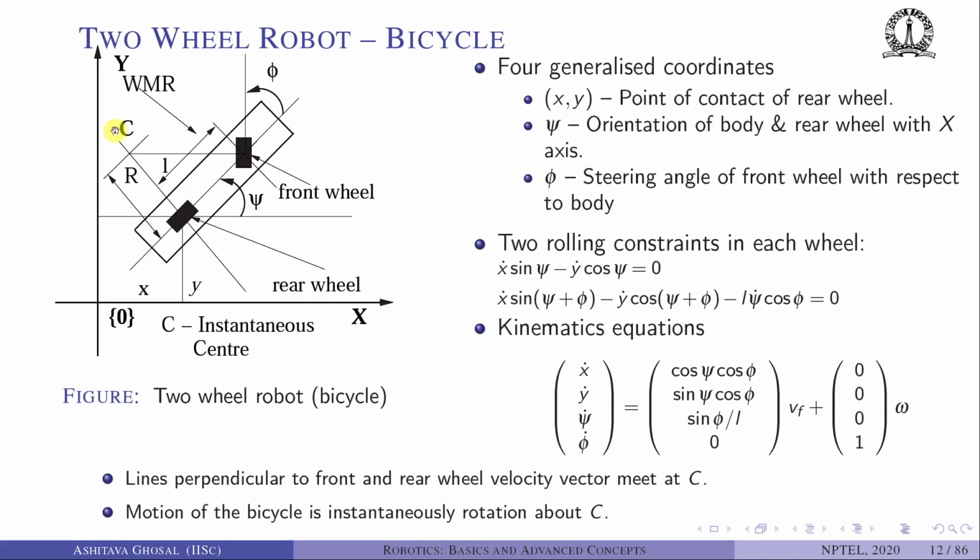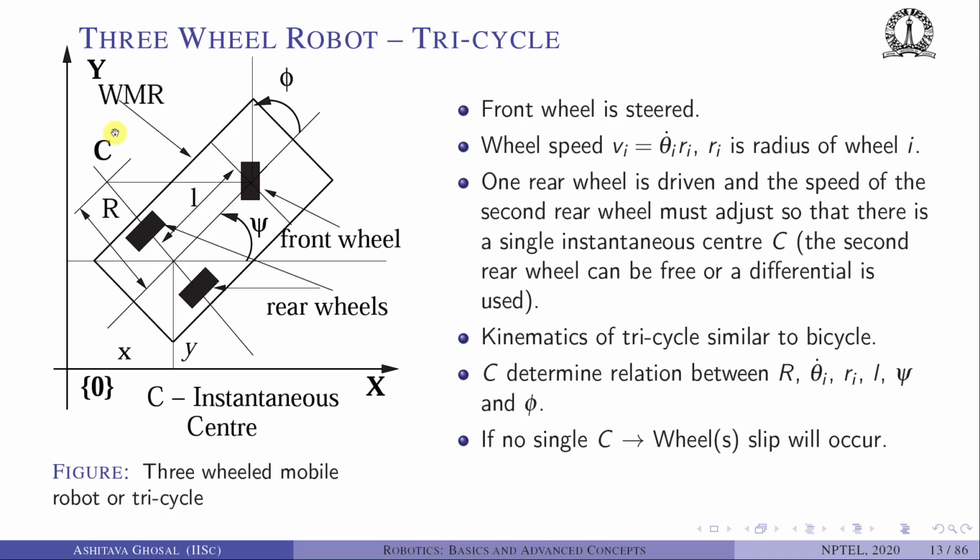Later on we'll see that this instantaneous center plays a very important part when there is slipping. If you have a three-wheeled mobile robot, so this is like a tricycle, in this picture the front wheel is steered. The two rear wheels are at some distance from each other, and the body of this tricycle makes an angle psi with the x-axis.